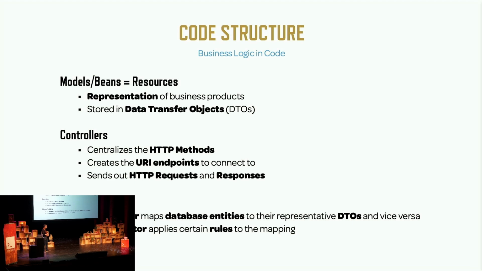And finally, we sometimes have mappers and validators. Those are more used to translate the database entities, the models, to their respective DTO and vice versa. And the validators are used to apply rules. Like, for instance, if we add a certain object into the database, is it a duplicate, yes or no? If it's a duplicate, well, we don't go further on it.